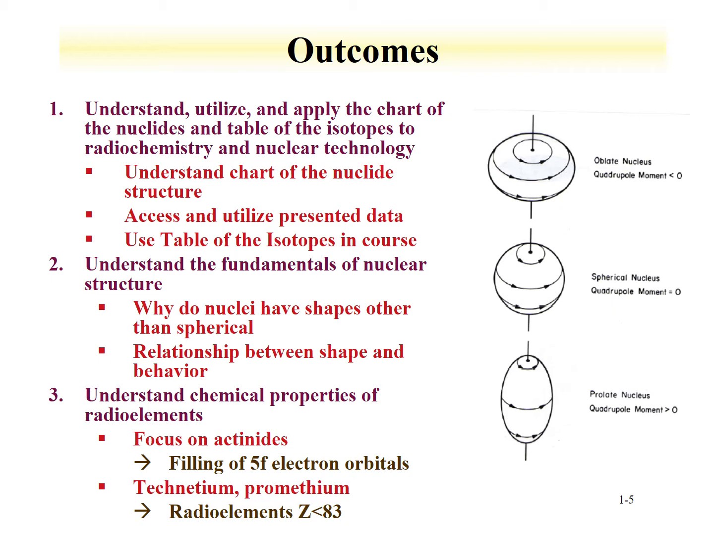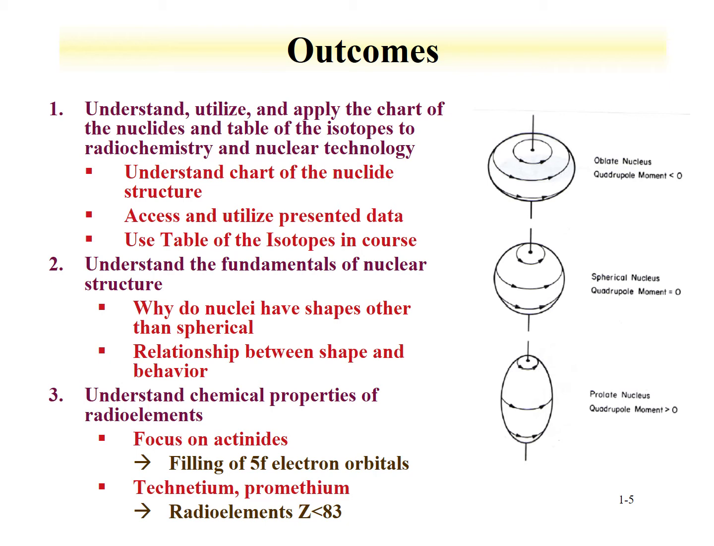Another thing the students should understand is the structure of the nucleus. Often in chemistry, we ignore the nucleus, but within this course, we do want to investigate the fact that the nucleus has structure. Here there's an example of the oblate, spherical, and prolate nuclei, and we will discuss within the course how this structure is understood and what's the relationship between the shape of the nucleus and some behaviors that are observed.